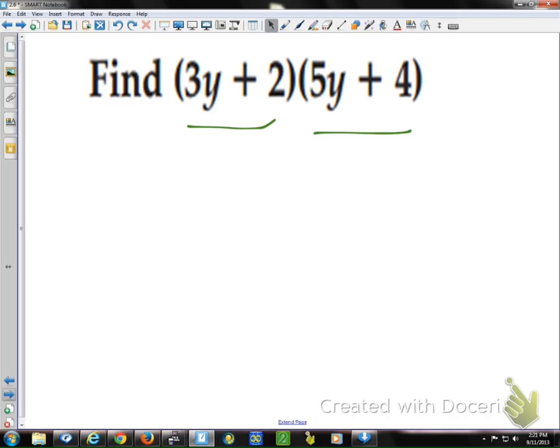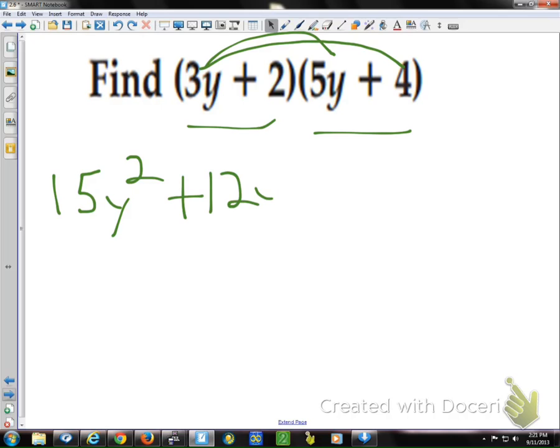3 times 5. Fine, Tyler. What would that be? 15y squared. There you go. Now go 3y times 4. 12y. 3 times 5, 15. 1y, 1y, 2y.